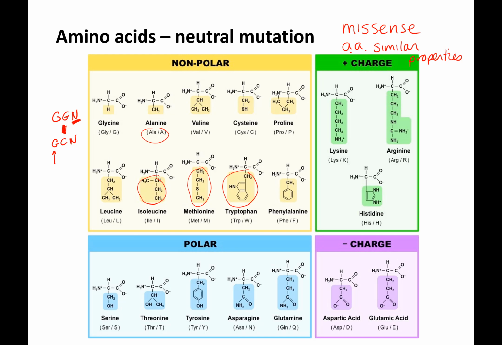If you changed that first codon, G, from glycine to a C, CGN is arginine. And arginine, where is arginine? Is a charged amino acid. So that's going to have a much bigger impact on the protein.